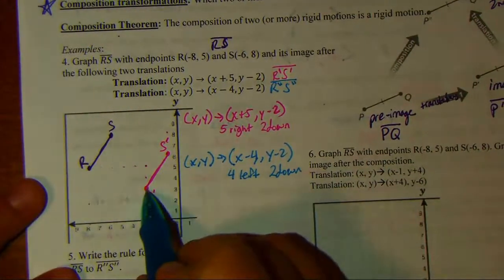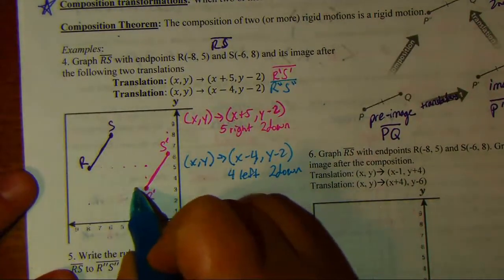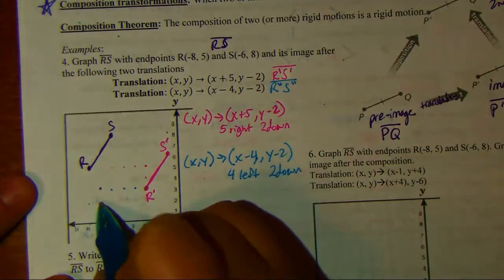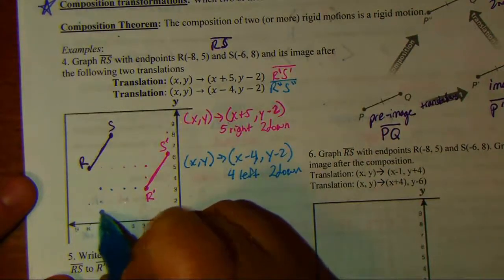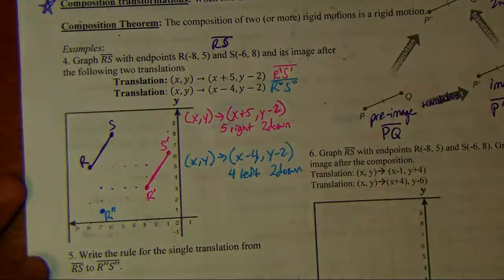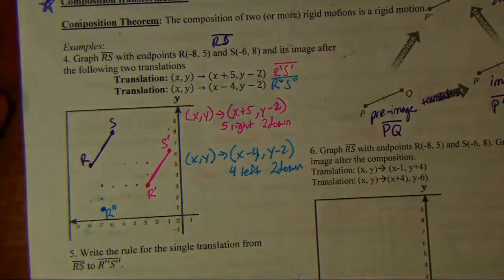So R prime, we're going to go 4 left and 2 down. So starting at R, we have 1, 2, 3, 4 to the left, and we're going to go 2 down. That's going to get me R double prime right there. Okay. Sorry if my hand was blocking that.